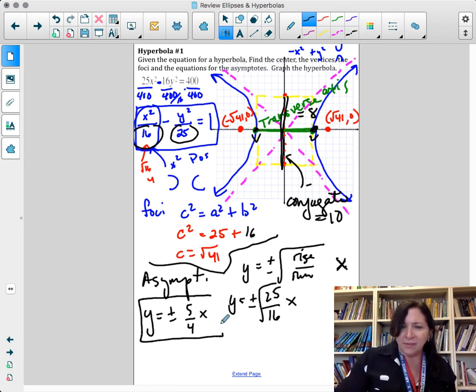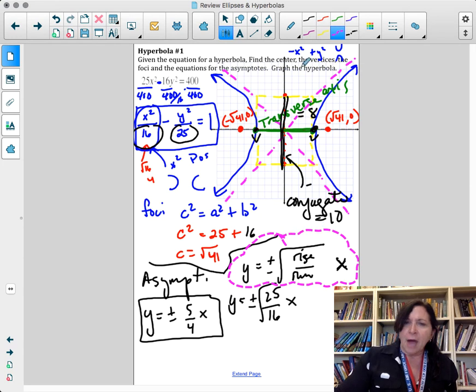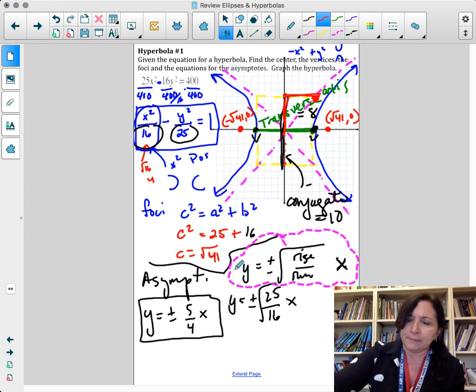Now, that's using a formula. That's my formula right here to find the asymptotes. However, remember, you can always just count. To find the asymptote, you go rise over run. So that's just going to be up 5 over 4. Down 5, left 4, up 5, left 4. So you can just count as well.